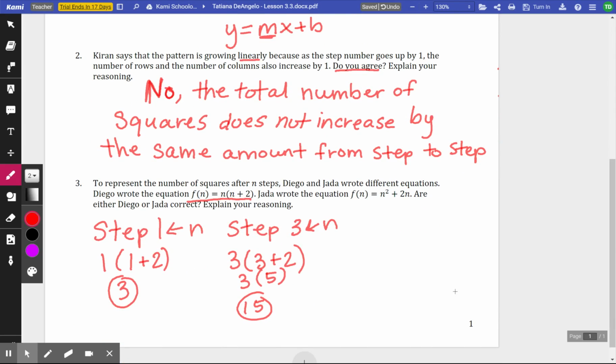I know Jada is correct as well, and I can explain Jada being correct in a couple different ways. If I distribute the n here, and remember, distribution is a type of multiplication, everything on the outside of the parentheses has to be multiplied by everything on the inside, that gives me n times n is n squared, plus n times 2 is 2n. So really, Jada and Diego have the exact same equation. They just wrote it slightly different. It is literally the exact same equation. It's just that Jada's is more simplified. So if I said Diego is correct, I know Jada's correct.